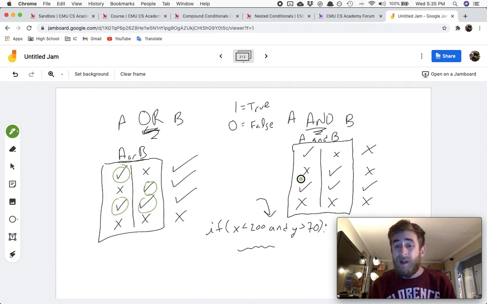For and, you need both of your parts to be true for the whole Boolean statement to come out as true.